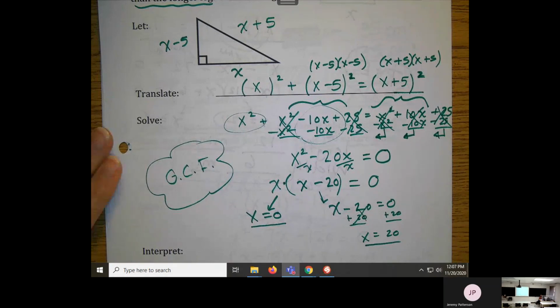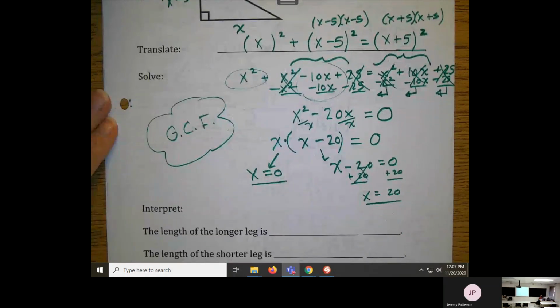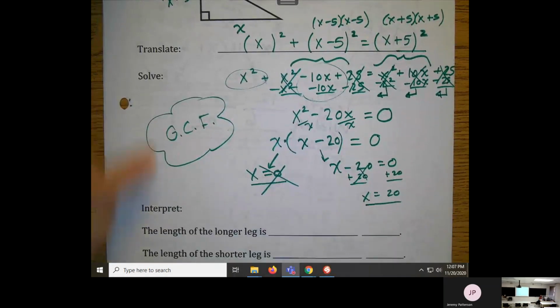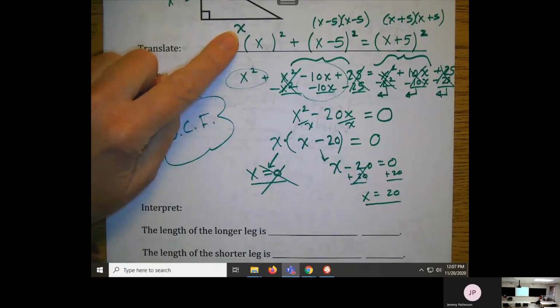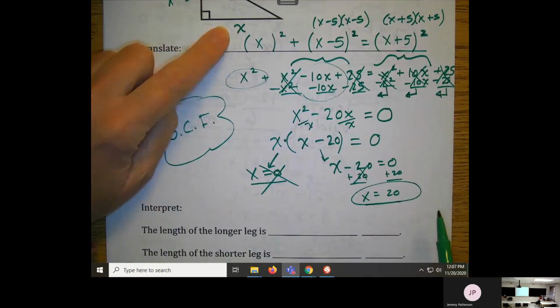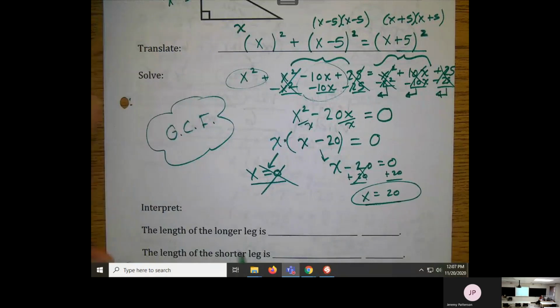Do you know which one we're going to throw out and why? 0. 0, yeah. You can't have anything shorter than 0, it doesn't make sense. That's right. A negative doesn't make sense and a 0 doesn't make sense. So we're just going to stick with the 20 for this application and use that to answer our 3 questions.